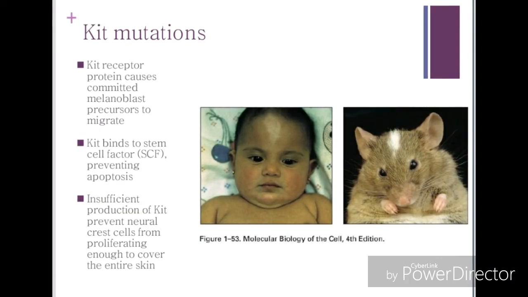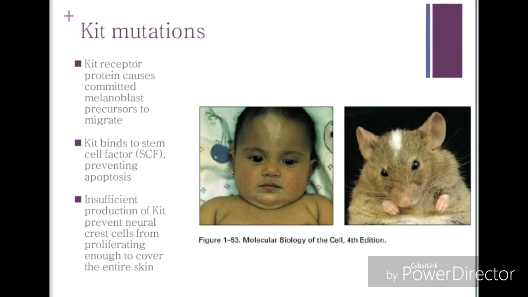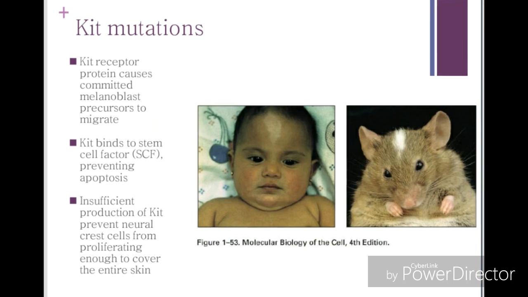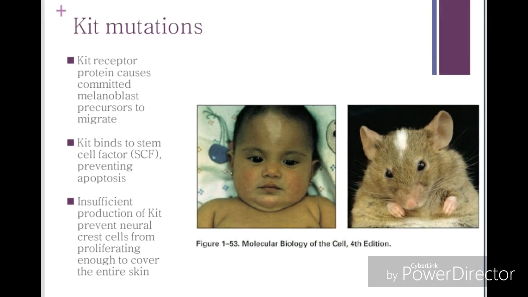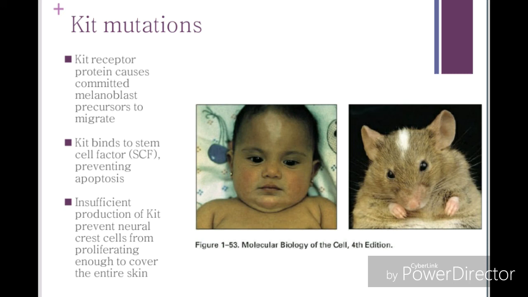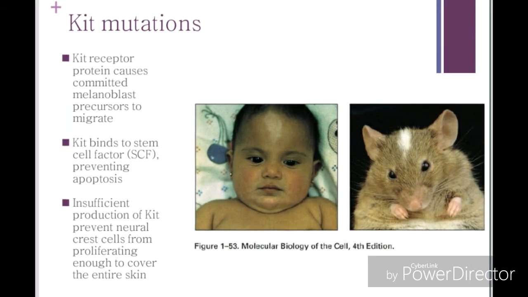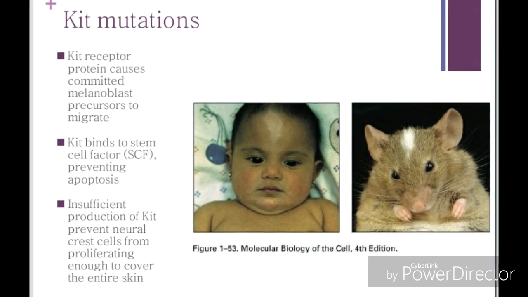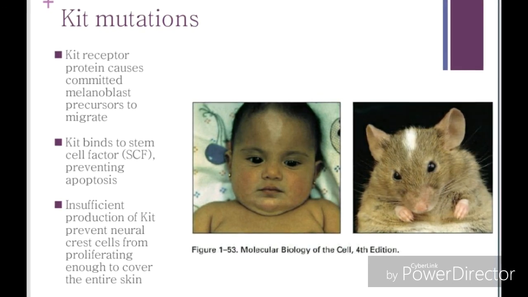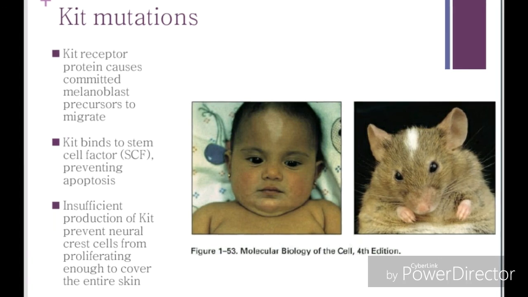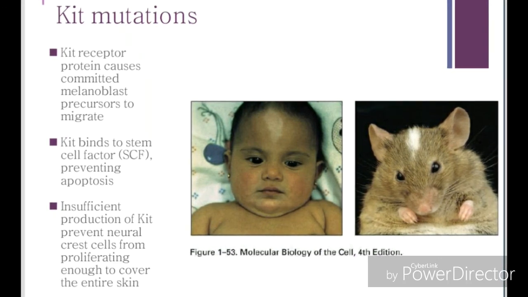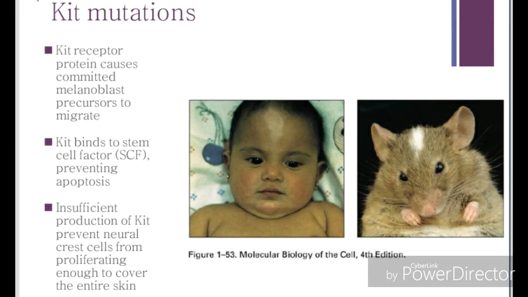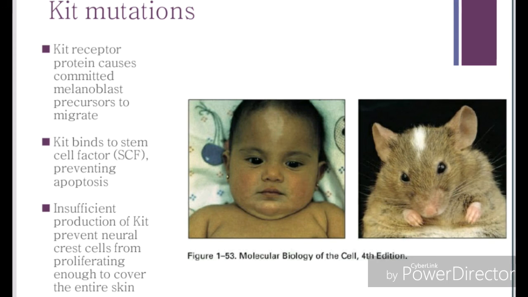In mammals, the KIT receptor protein is needed to commit melanoblasts to migrate on the dorsolateral pathway. KIT is located on neural crest cells that also express MITF, which are presumptive melanoblasts. KIT binds to stem cell factor, or SCF, made by dermal cells. KIT bound to SCF prevents apoptosis and stimulates cell division of melanoblast precursors. If there is an insufficient amount of KIT, neural crest cells cannot proliferate efficiently over the entire skin.